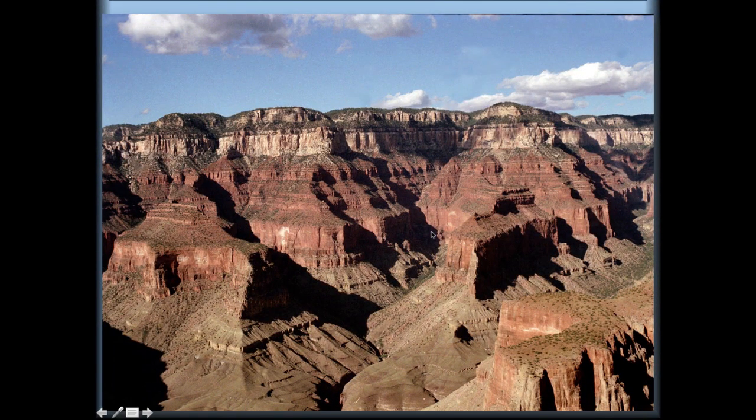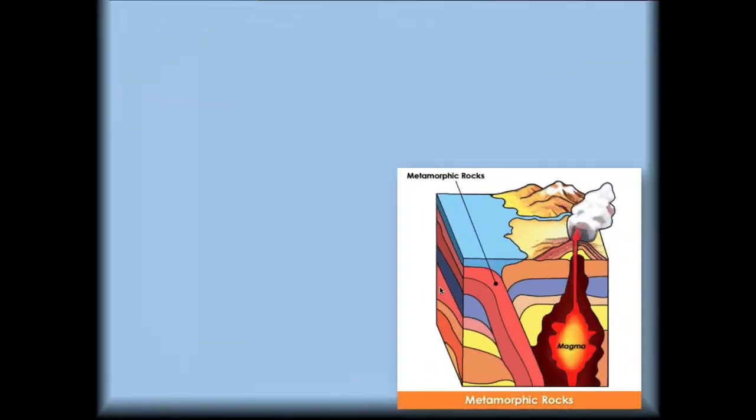Here's a picture of the Grand Canyon, and you can see the different layers. That's a telltale sign of sedimentary rock. When you see layers, a different color, then a small change in color, that's time. Those different colors and those layers represent time.